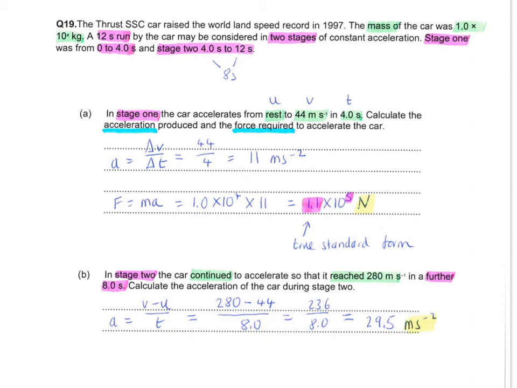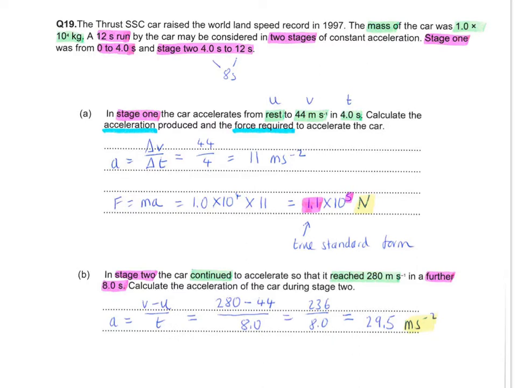This is the Mechanics Homework Booklet, question 19. In this question we're looking at the car that raised the world land speed record in 1997. The mass of this car was 1 × 10⁴ kilograms. A 12-second run by the car may be considered in 2 stages of constant acceleration. Stage 1 was from 0 to 4 seconds and stage 2 from 4 to 12 seconds.